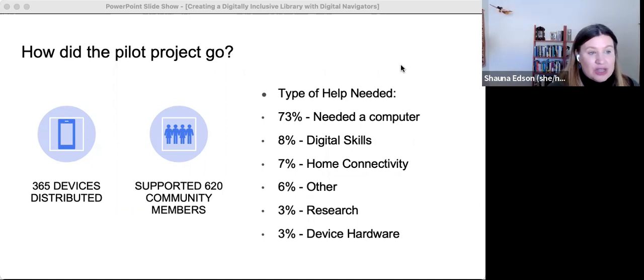We didn't realize device access was such a high need in our focus communities. Only 8% of people initially reached out to us for help with digital skills, but we found that once people had the connectivity and the computer, then they would start following up with their digital navigator.